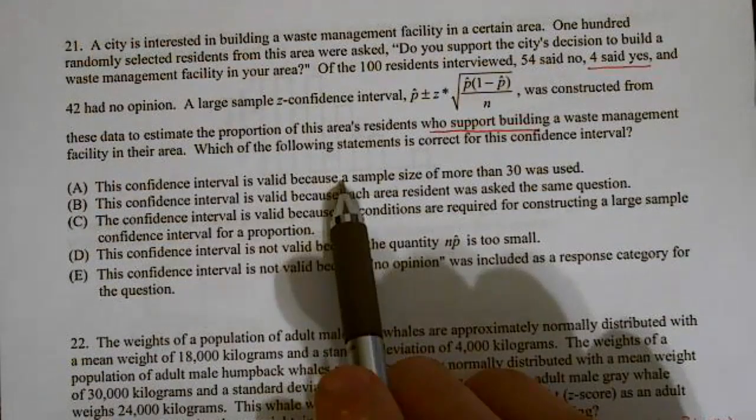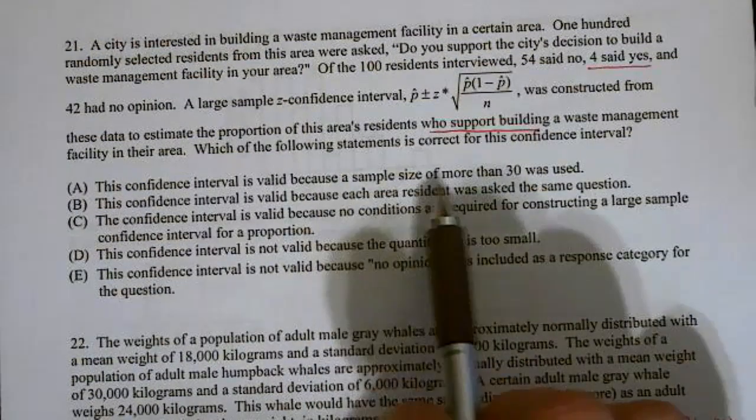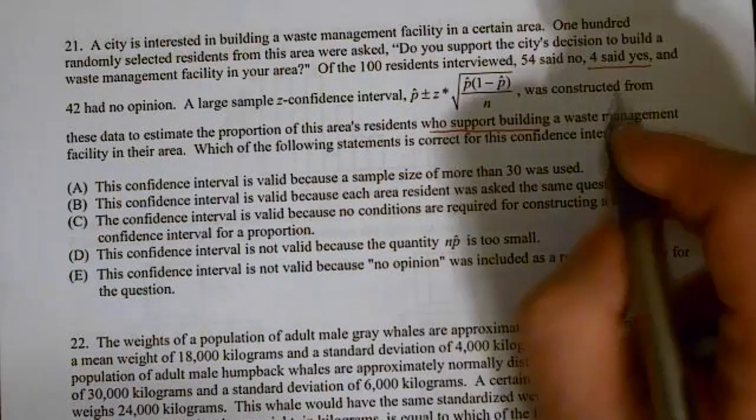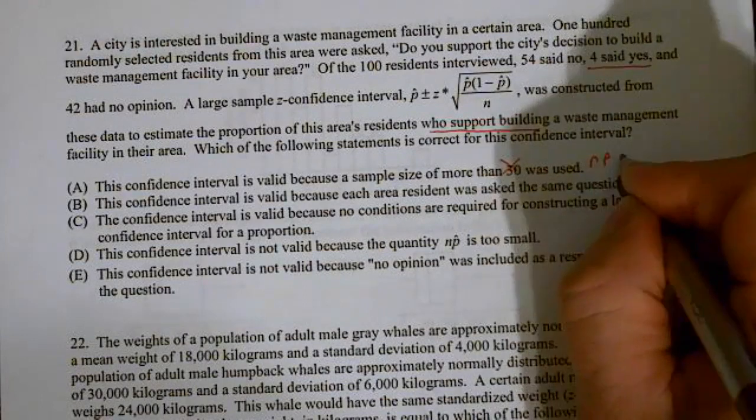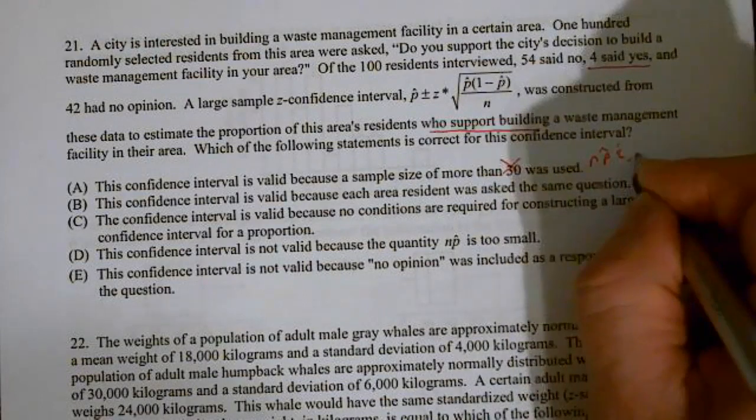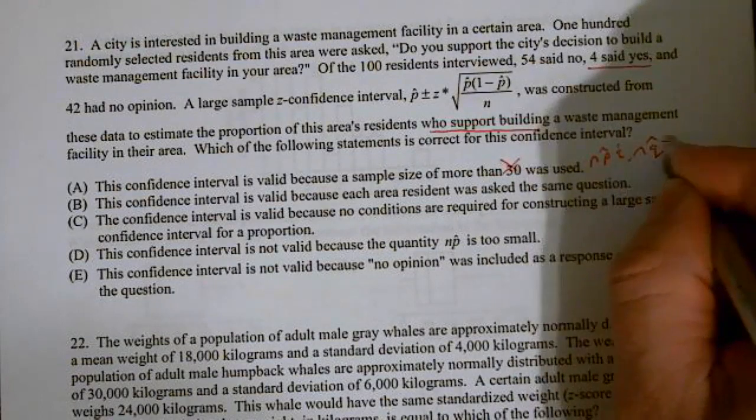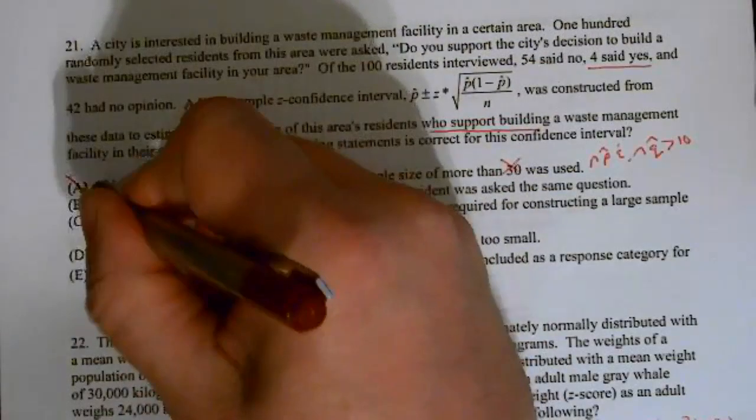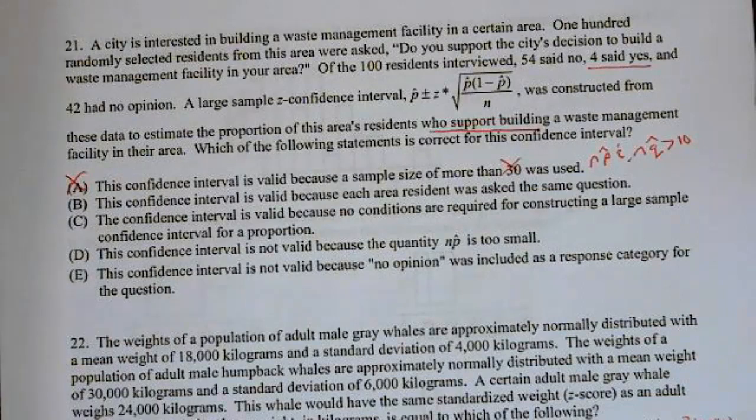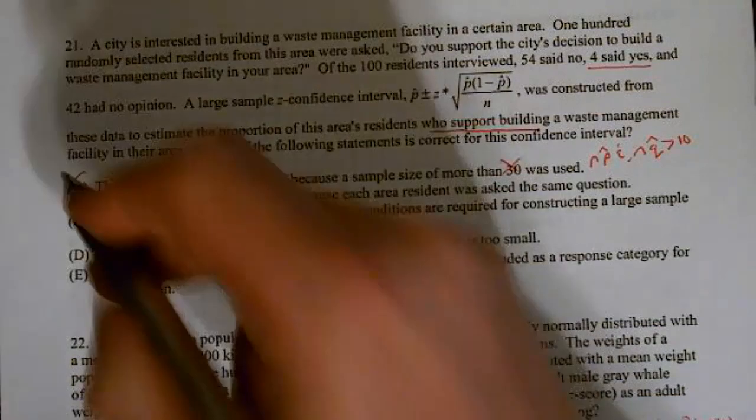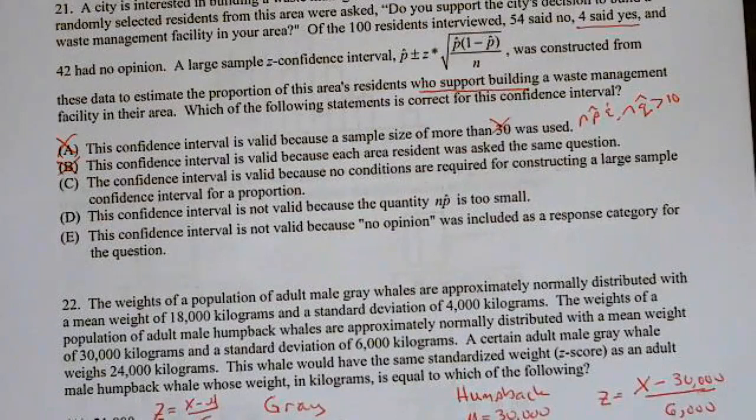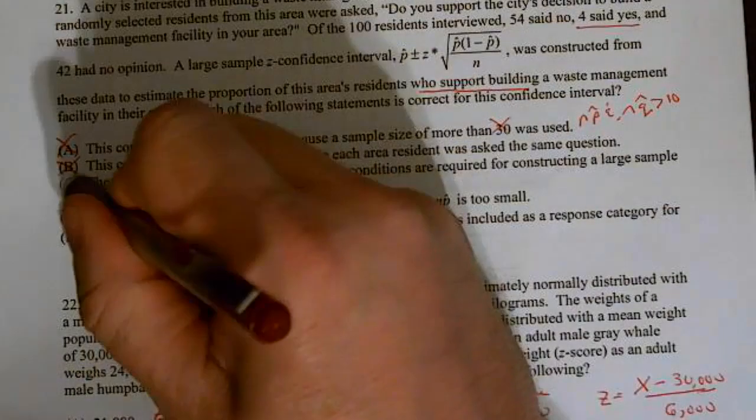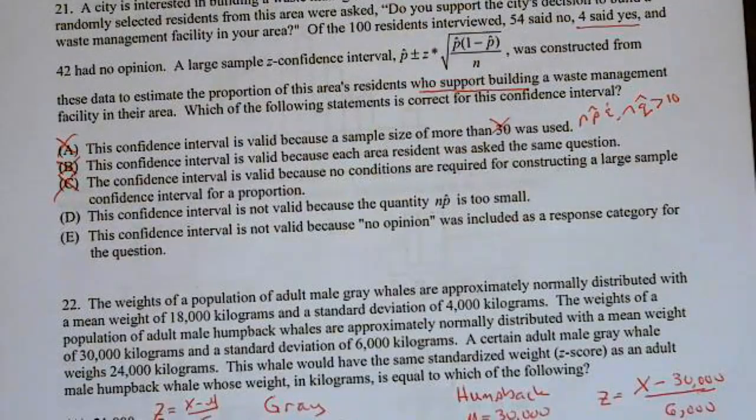The confidence interval is valid because a sample size of more than 30 was used. No, a sample size of 30 is for means. We need np hat and nq hat to be greater than 10. So that was false. The confidence interval is valid because each resident was asked the same question. That's not a condition. The confidence interval is valid because no conditions are required. Yeah, that's false. We definitely have conditions. We love to write those down.